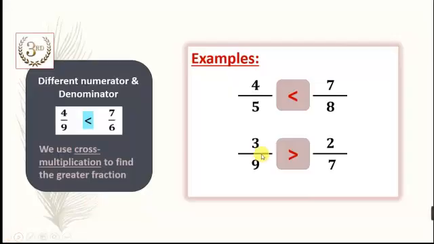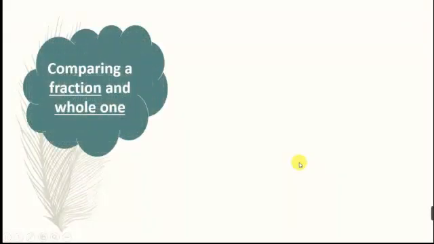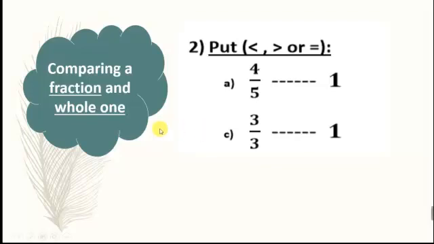Okay, let's move to another point, which is comparing a fraction and the whole one. I have 4 fifths and 1. Which is greater, which is smaller? We know that 1 equal 2 over 2, 3 over 3, 4 over 4, 5 over 5, 6 over 6. The numerator is the same as the denominator. We are going to look to this fraction, 4 over 5. So we can put 5 over 5 instead of this one.